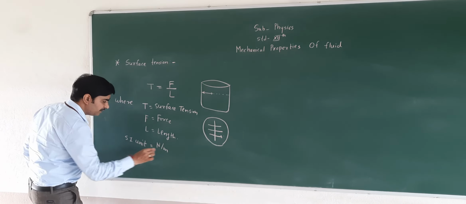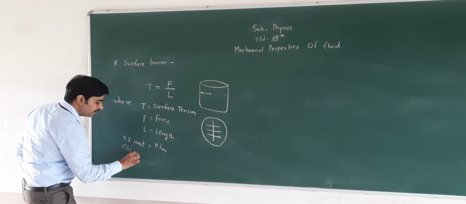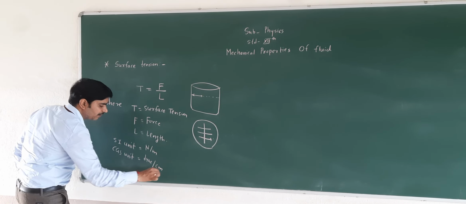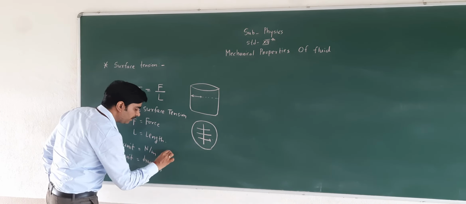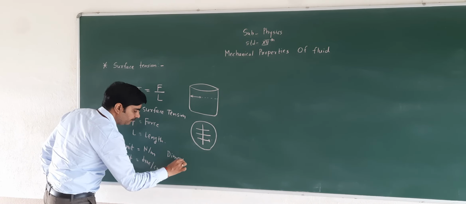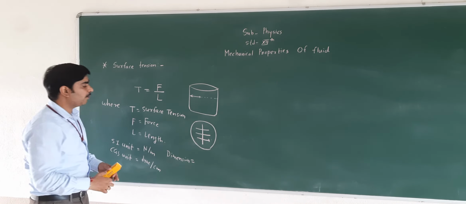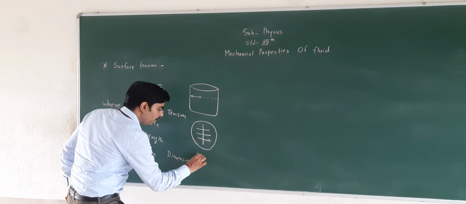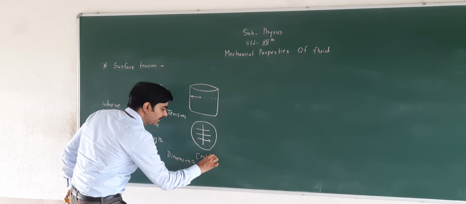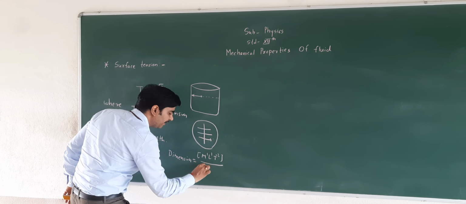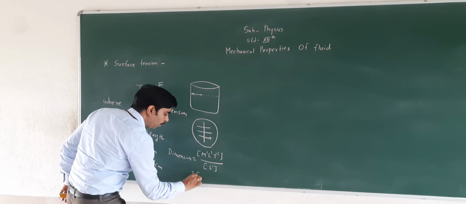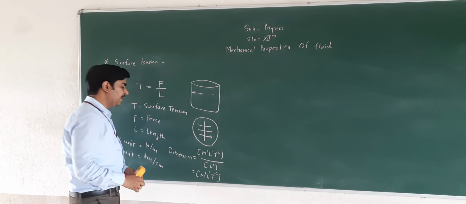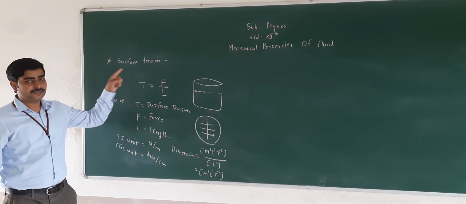What would be CGS units? Its CGS unit is dyne per centimeter. Now, if you want to write the dimensions, then look at this formula: force per unit length. What are the dimensions for the force? 1 in mass, 1 in length, and minus 2 in time, divided by the length. So 1 in mass, 0 in length, and minus 2 in time. So these are the dimensions for surface tension.